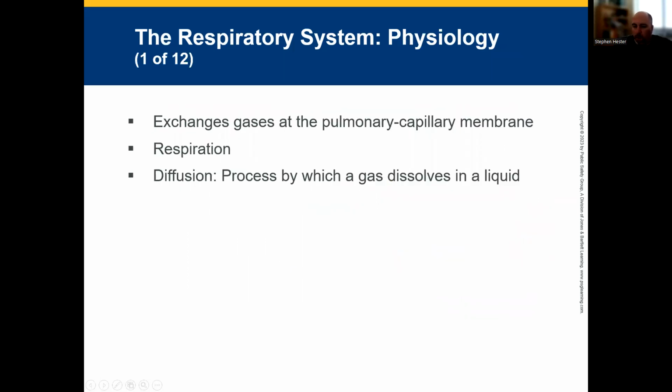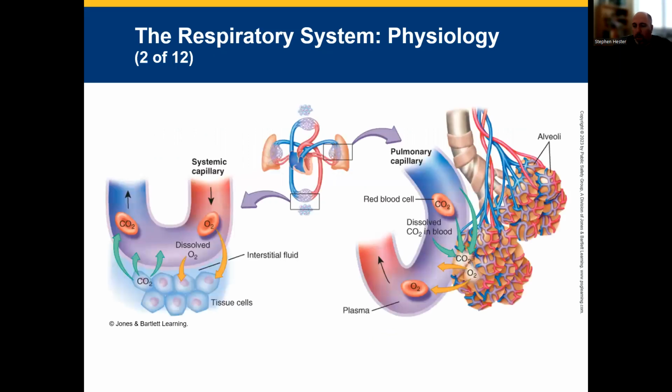All right, respiration is diffusion, the process by which gas dissolves in a liquid. Oxygenated blood enters the left side of the heart and is pumped to the tissues. Because of the alveoli, a fairly large surface area exists to help respiratory exchange occur. Here's how that works. The blue parts are oxygen-depleted fluid. The red parts are oxygen-rich fluid.